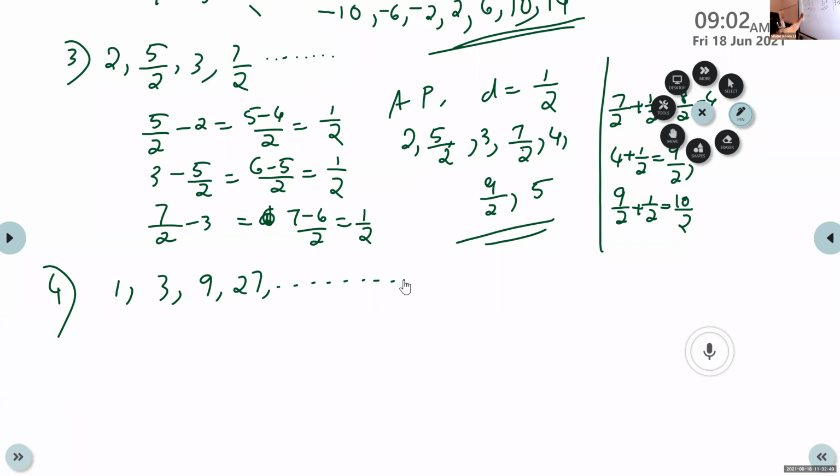Last step again, same way: 7 by 2 minus 3, that also is 1 by 2. So it is an AP with D equal to 1 by 2. 2, 5 by 2, 3, 7 by 2, 4, 9 by 2, 5 are the list of numbers.